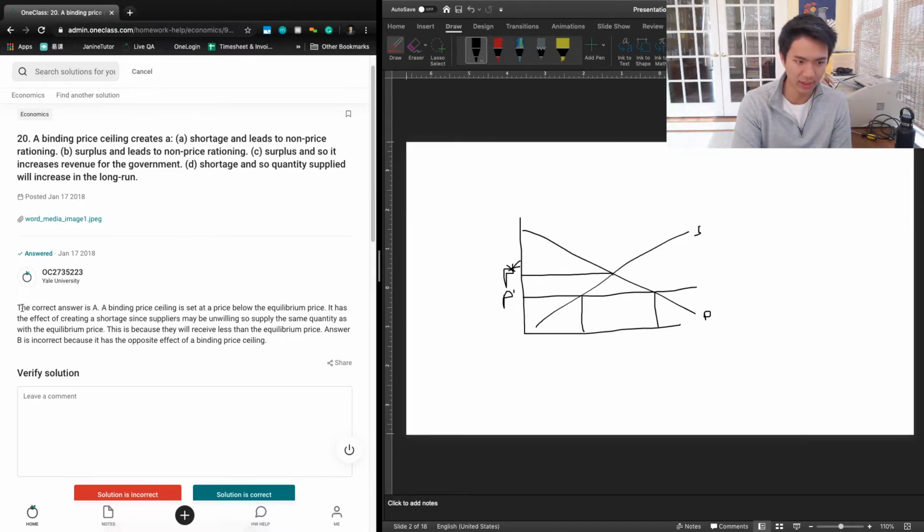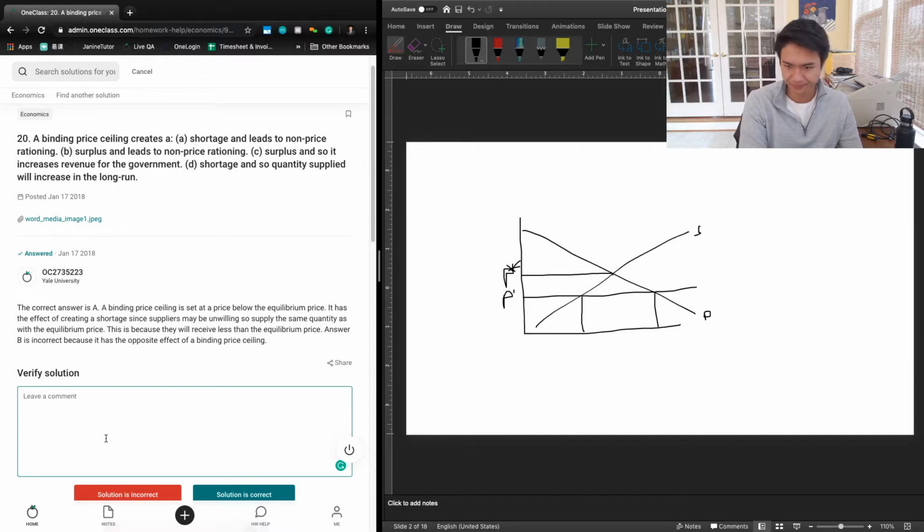And we can take a look at the answer that the previous tutor said. They said the correct answer is A. A binding price ceiling is set at a price below the equilibrium price. It has the effect of creating a shortage since suppliers may be unwilling to supply the same quantity as with the equilibrium price. This is because they will receive less than the equilibrium price. Answer B is incorrect because that is the opposite effect of a binding price ceiling. So I think this question almost accurately describes the effect. They describe the effect of creating a shortage on suppliers, but it is an interaction of price with both supply and demand. So I think that's one thing we're going to correct.